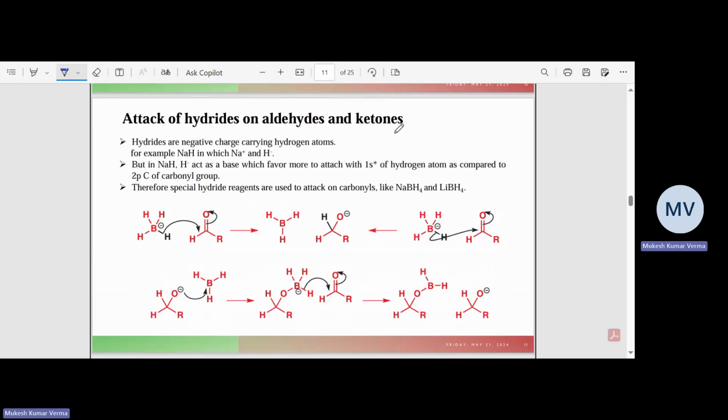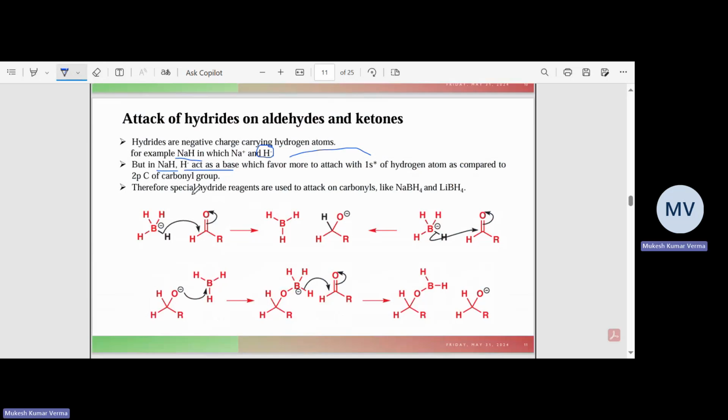Next, the attack of hydrides on aldehydes and ketones. This is the second example. Hydrides are hydrogen species which contain a negative charge. A simple example is sodium hydride, in which sodium, Na, is positive and hydrogen is negative. This H negative is called the hydride. But in sodium hydride, H negative acts as a base, and it cannot act as a source of hydride attack on aldehydes and ketones, because it is more favorable for it to attack the 1s orbital of a hydrogen atom to form the H2 molecule.